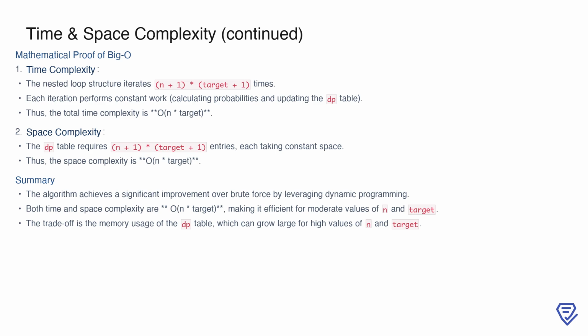For space complexity, the DP table requires (n + 1) * (target + 1) entries, each of which occupies constant space. This leads to an overall space complexity of O(n * target).